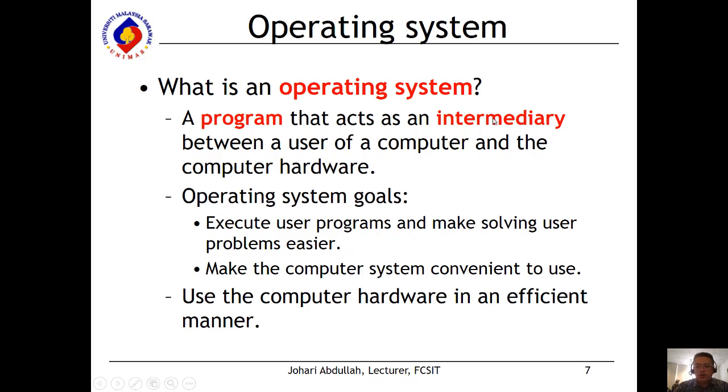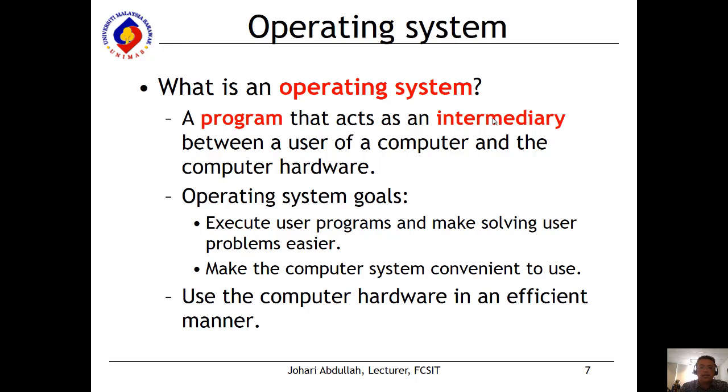So remember, in your exam, either midterm or final exam, you can be asked about the definition of various terms in our course. This is probably one example. What is an operating system? An operating system is a program that acts as an intermediary. It's like a middleman between a user of a computer and the hardware. So basically, you have your hardware, and in order for you to use that hardware, you need to have an operating system.